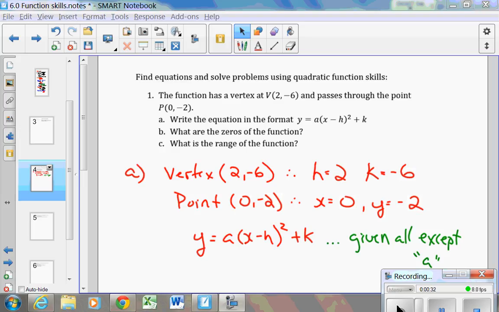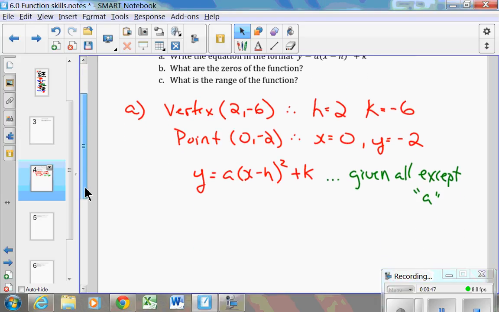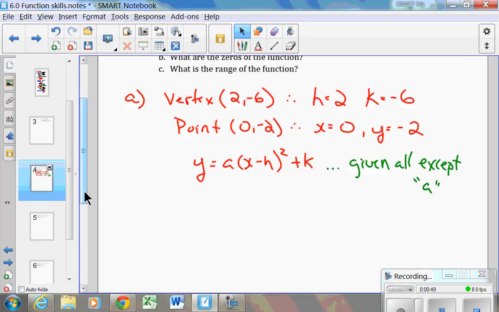You're also given a point (0, -2), and that's a special point. That is the y-intercept. But at this point, what you really know is that when x is 0, the y value is -2. If you look at your equation, y equals a times (x minus h) squared plus k, you have 5 parameters: x, y, a, h, and k. You're given 4 of them, which means what we've got to do is confirm that we know how to find the value of a.